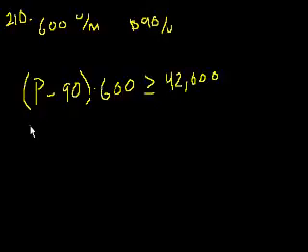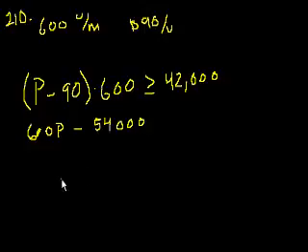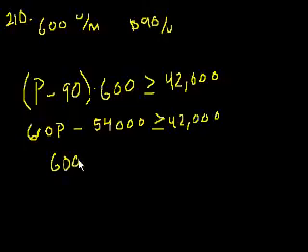42,000. Okay, so we get 600P minus, what's 9 times 6? It's 54. And then we have 1, 2, 3 zeros. 54,000. Right, 9 times 6. Is greater than or equal to 42,000. So then you get 600P. Let's add 54,000 to both sides.